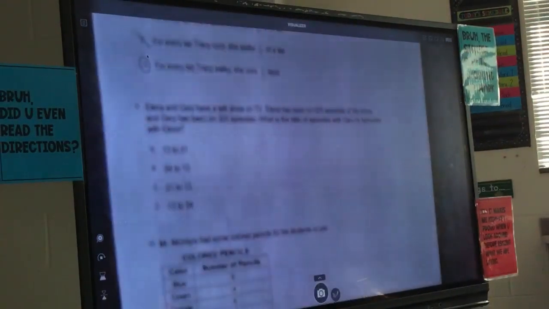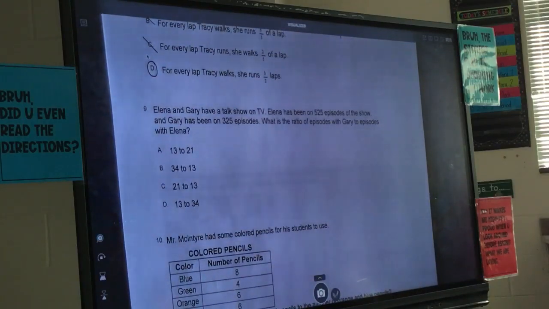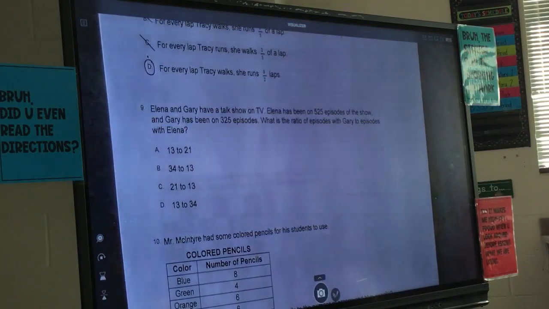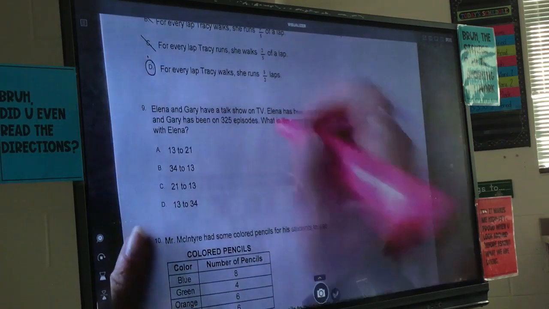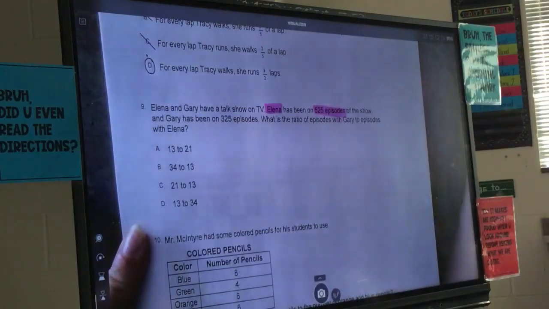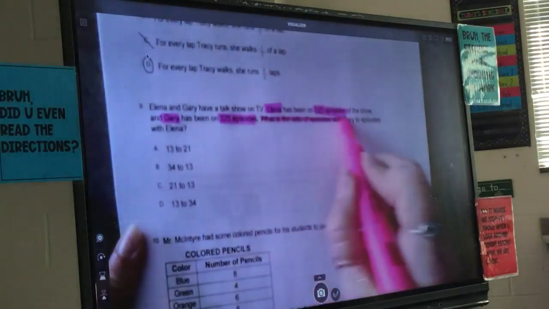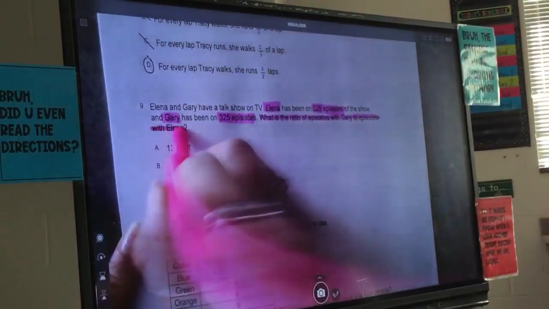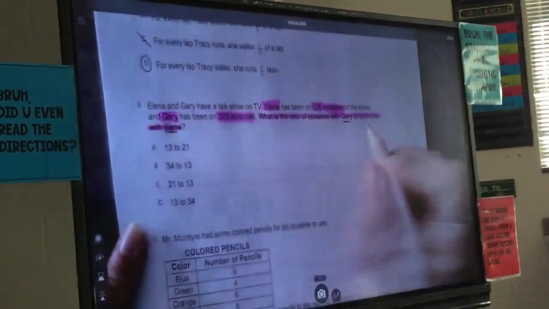Okay, so number 9 says, Eliana and Gary have a talk show on TV. Eliana has been on 525 episodes of the show, and Gary has been on 325 episodes. What is the ratio of episodes with Gary to episodes of Eliana? Our question is asking for the ratio with Gary to Eliana. So you're going Gary first, Eliana second.